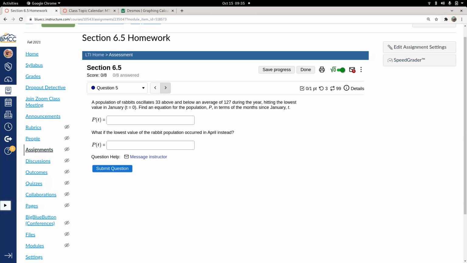All right, the population of rabbits oscillates 33 above and below an average of 127 during the year, hitting the lowest value in January, t equals 0. Find an equation for the population P in terms of months since January. So January would be 0, February would be 1. Okay, let's give it a try.